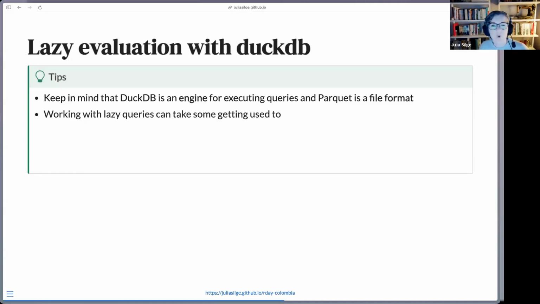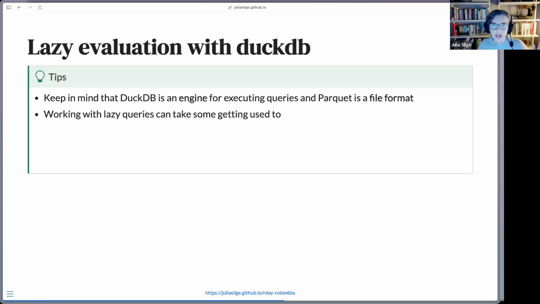Working with lazy queries can really take some getting used to. We almost all start with read CSV and working with all the data in memory. Working with lazy queries feels different. You're writing group by, summarize, and you're executing, and it's really fast. It's really fast because you actually don't have the big giant data yet.